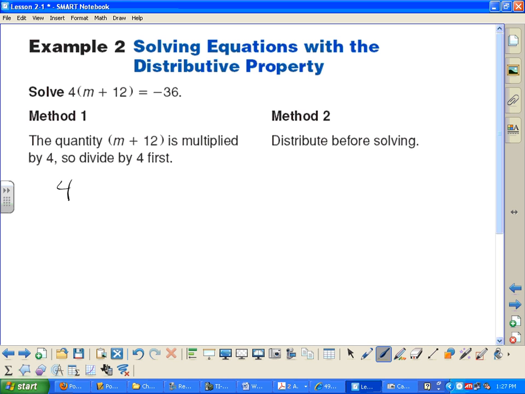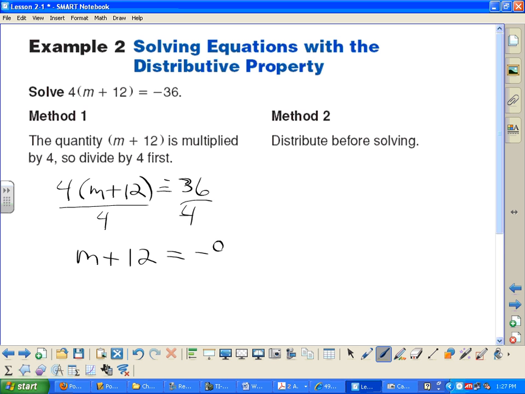So we write it down here, 4(m + 12) = -36. So the first method is to divide by 4. Since I have 4 times this whole quantity, I can get rid of that first of all. So I'm going to go ahead and do that. Divide both sides by 4 first. Then I'm just left with m plus 12 on the left side.